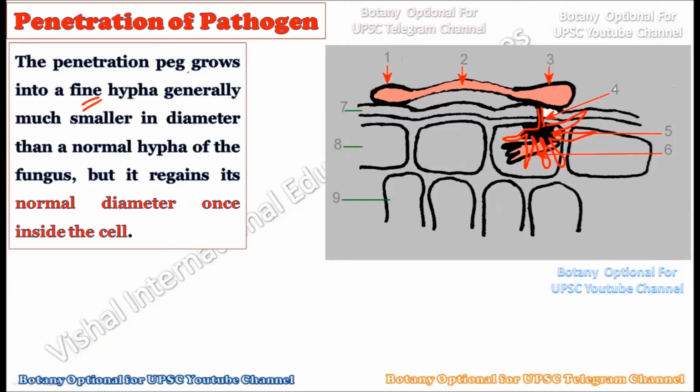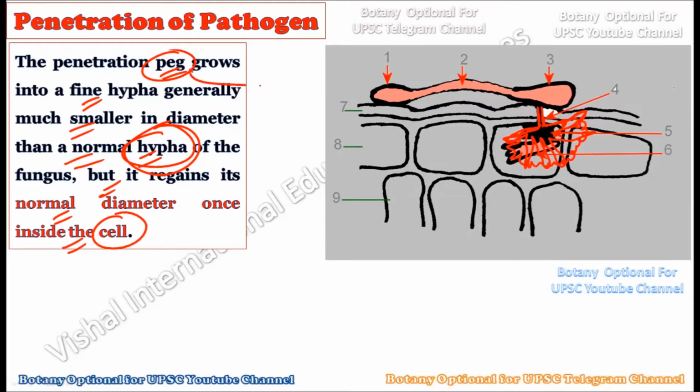These fine hyphae can be created from these pegs, and generally they are much smaller in diameter than the normal hypha. Whatever hypha grows from the peg is different from the normal hypha which grows within the fungus body. But it regains its normal diameter once it is inside the cell. So it is very small at first, but once it enters the plant body and starts to consume the resources of the host plant, it will grow into the normal hypha, that is, it will create structures much like those produced by the fungus.